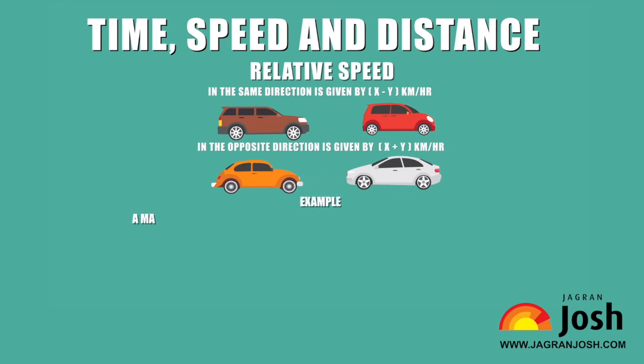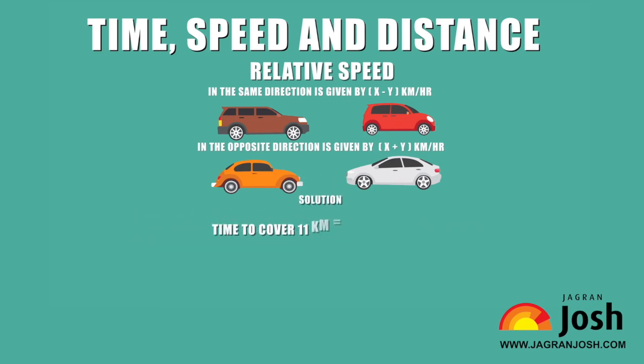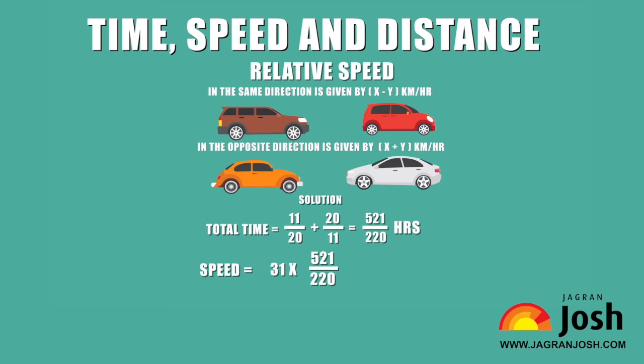Example: a man rides a motorcycle for 11 km at 20 km per hour and for 20 km at 11 km per hour. What is the average speed of both his trips? Solution: time to cover 11 km is equal to 11 upon 20 hours. Time to cover 20 km is equal to 20 upon 11 hours. Total time is equal to 11 upon 20 plus 20 upon 11, which is equal to 521 upon 220 hours. Speed is equal to 31 into 220 upon 521, which is equal to 13.09 km per hour.